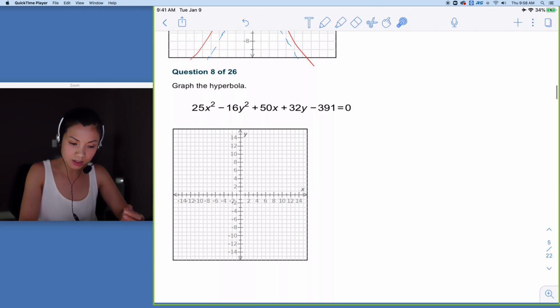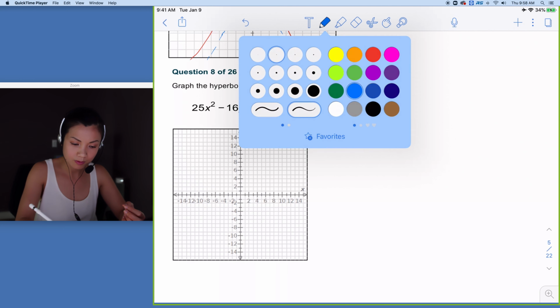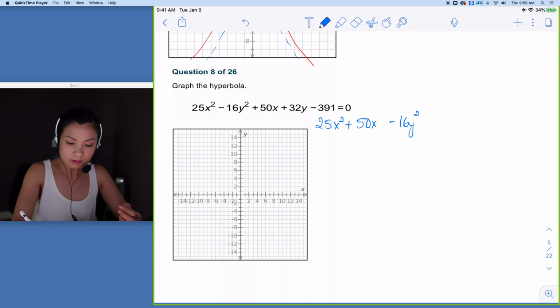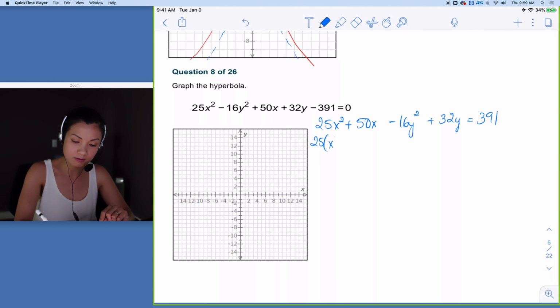So how do I complete the square? First, I need to rearrange something. So I'm going to put x together: 25x squared plus 50x minus 16y squared plus 32y equals 391. Now you see that I have 25, so I'm going to have to factor out the 25, leaving x squared plus 2x. I have to do the exact same thing for y.